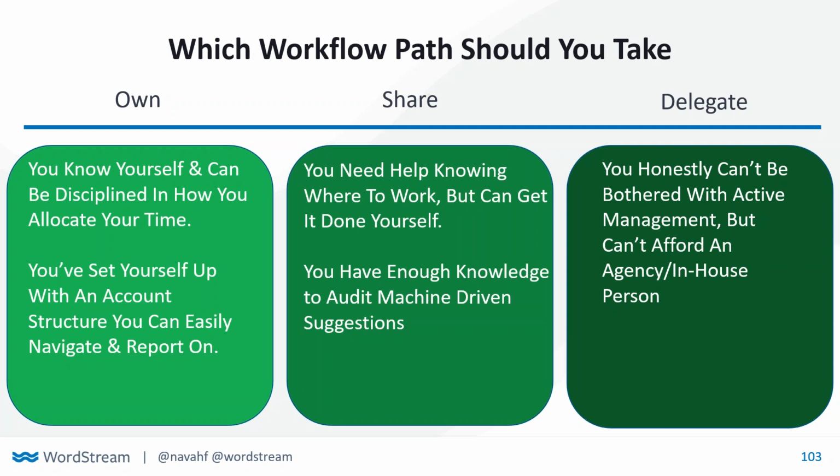In sharing, you need help knowing where to work, but you can't get it done yourself. But you can get it done yourself, and you also have enough knowledge to audit machine-driven suggestions, whether that's the native platforms, whether that's the 20-minute work week, what have you. And in delegation, you honestly can't be bothered with active management, but you also may not be able to afford an agency or an in-house resource.